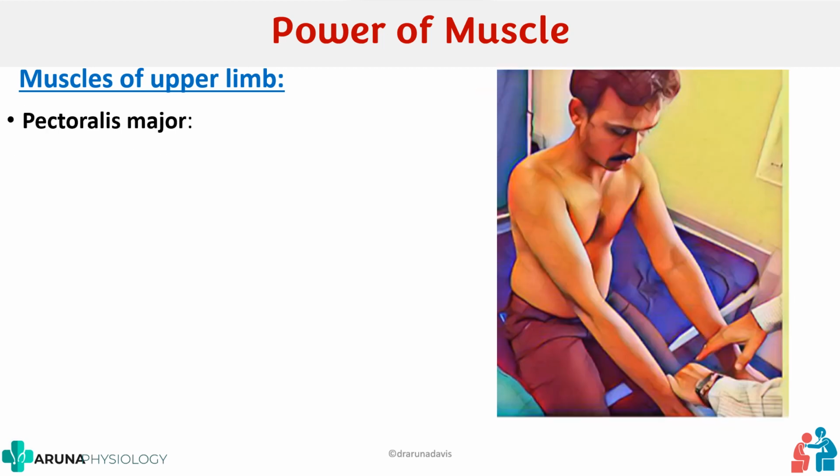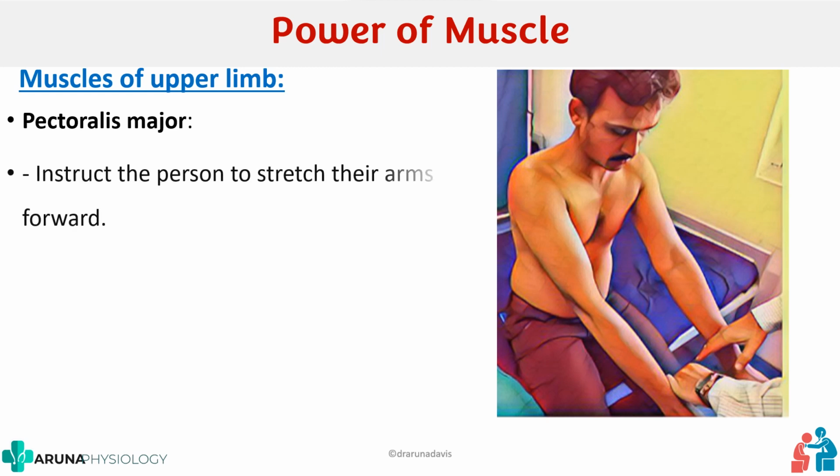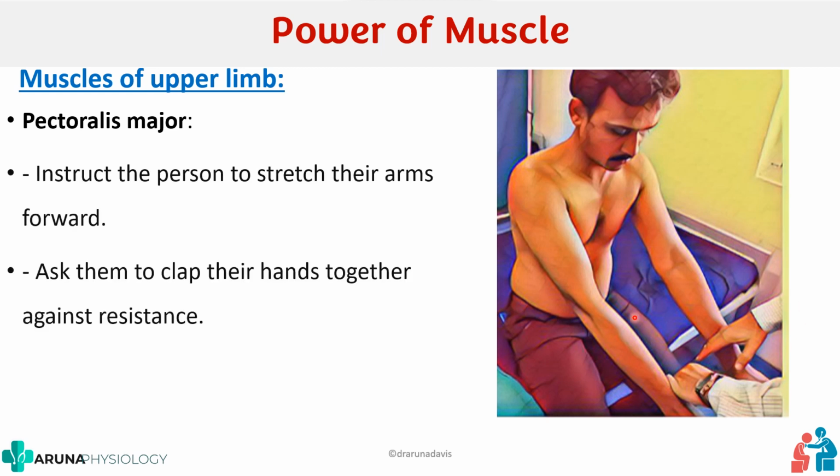Next major muscle is the pectoralis major. So to test for the pectoralis major, you can ask the subject to stretch their arm forward and clap their hands together. You see, stretch the arm forward and try to clap the hands, but you're going to apply resistance. See, you're going to apply resistance here, okay, at the forearm. So you ask the subject to try to clap their hands while you apply resistance. So that is how you will check for the pectoralis major muscle.